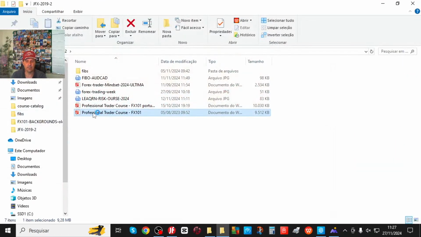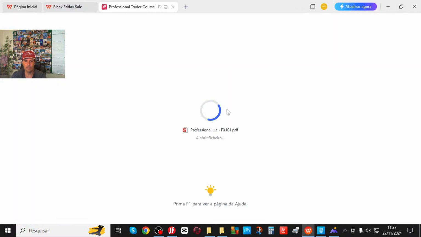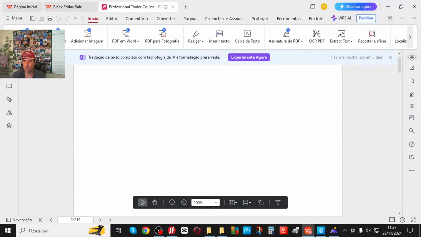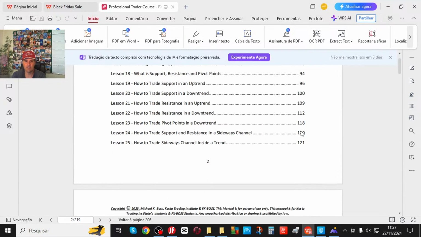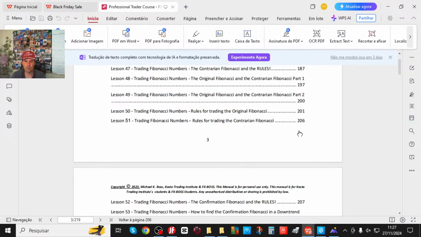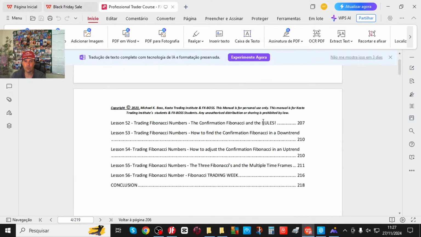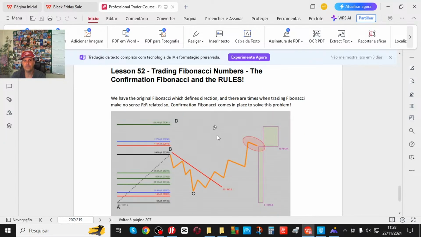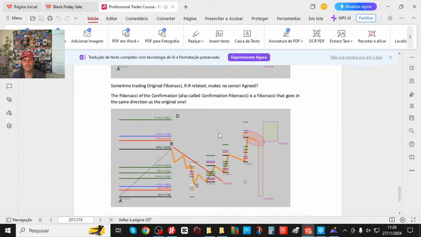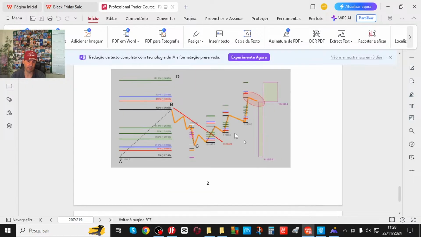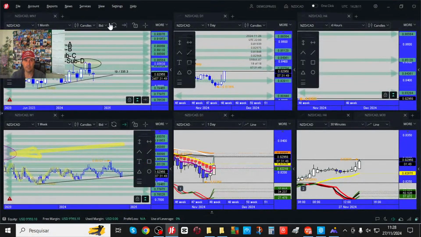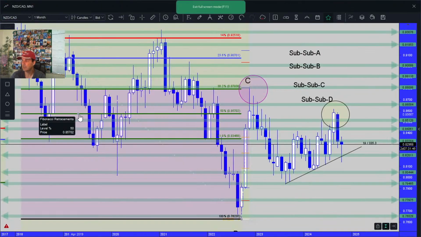Everybody, I think it should be in the manual, courtesy of Shola and Ernesto. It should be in the manual, rules. The confirmation Fibonacci and the rules, you have it everybody. You can study the manual. Please do study the manual, alright?